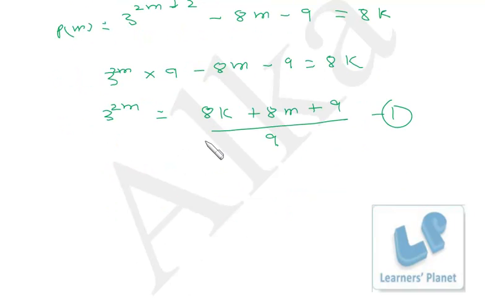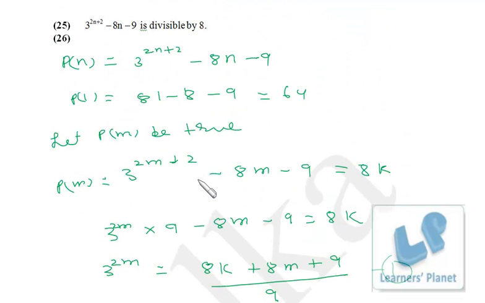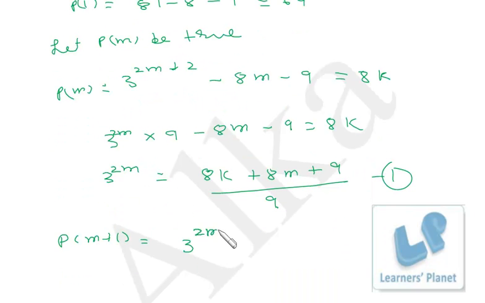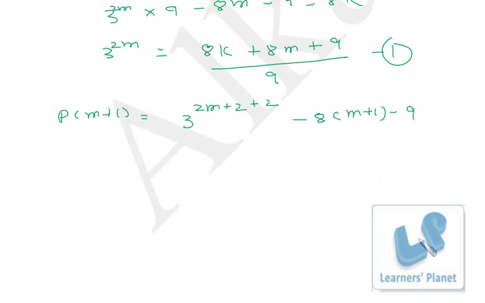Now we have to prove Pm plus 1 is true. So I write down Pm plus 1. It is 3 raised to, instead of m I'll write m plus 1, so it is 2m plus 2, and we already have plus 2 over here. So this is this, minus 8 into (m plus 1) minus 9. Okay, so it is 3 raised to 2m into 3 raised to 4 minus 8m minus 8 minus 9.